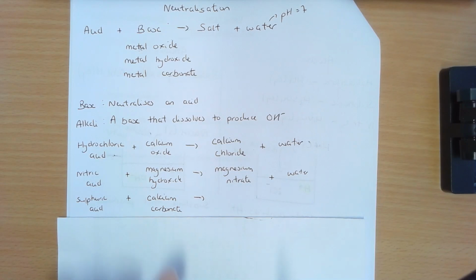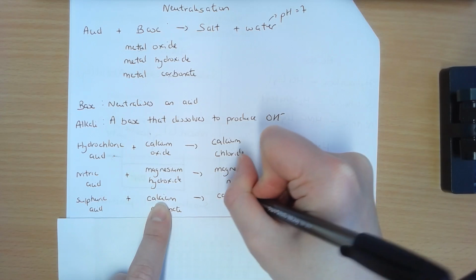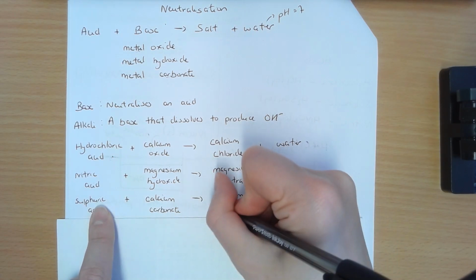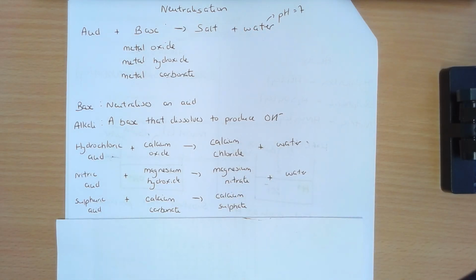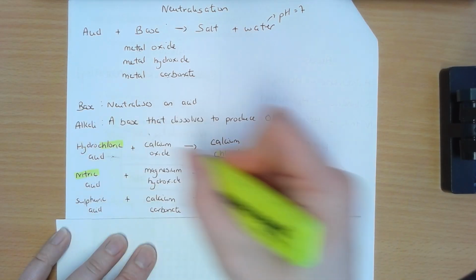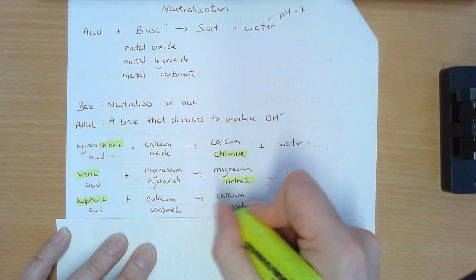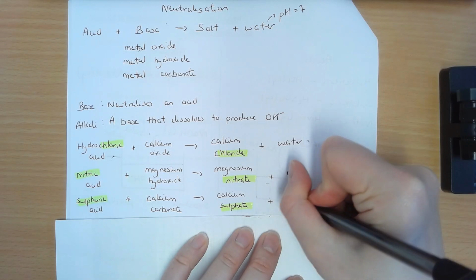The last one I've got calcium carbonate. So calcium is the metal from my base, so that's the first word. And with sulfuric acid, it ends in sulfate. So you need to know those endings, okay? If it's hydrochloric, it ends in chloride. Nitric ends in nitrate. Sulfuric ends in sulfate. Don't forget water. It's always a product.